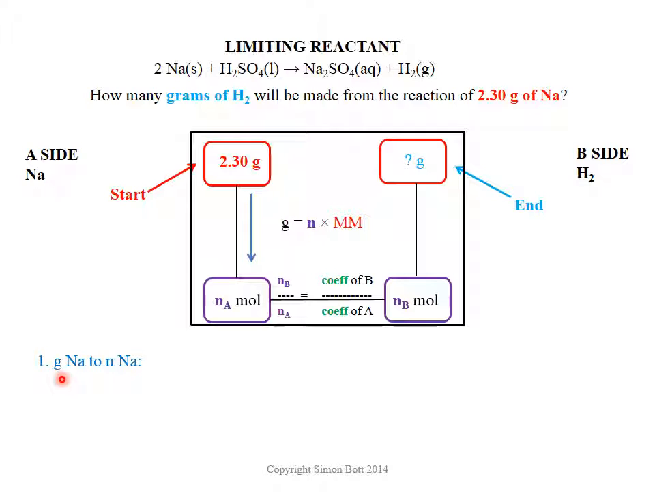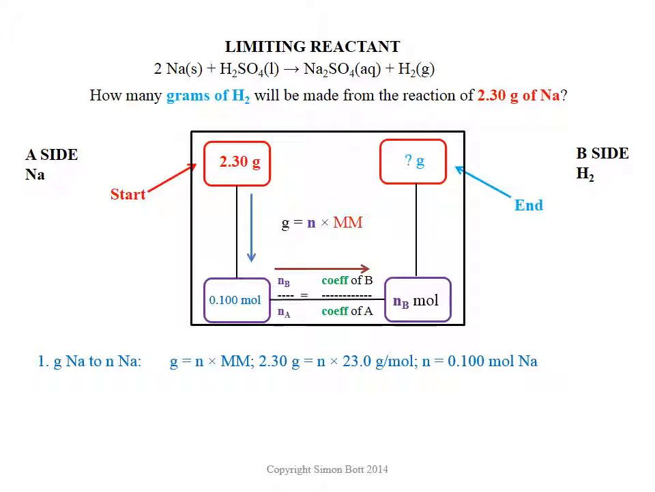So anyway, grams of Na to moles of Na, the relationship we use: grams is moles times molar mass. Molar mass of sodium is 23. We have 2.3 grams. Plug that in, again using easy numbers so that we introduce concepts without befuddling you by worrying about the numbers themselves. 2.3 grams of sodium is 0.1 moles of sodium. So now this box here is 0.1 moles.